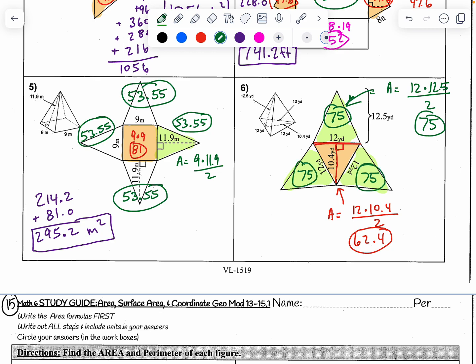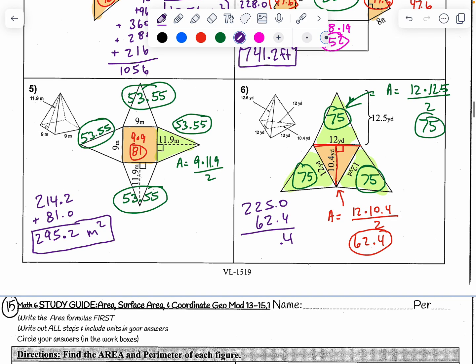So you can do 75 plus 75 plus 75 plus 62.4, or you can do 75 times 3, because there are 3 of them. That's what I'm going to do. 75 times 3 is 225. Write that down. And 225 plus 62.4. Can I do that without a calculator? Let's try. Well, that first one's just 0.4, which is kind of nice. 5 and 2 is 7. 6 and 2 is 8. Oh, look at that. Did not need a calculator. 287.4 yards squared.